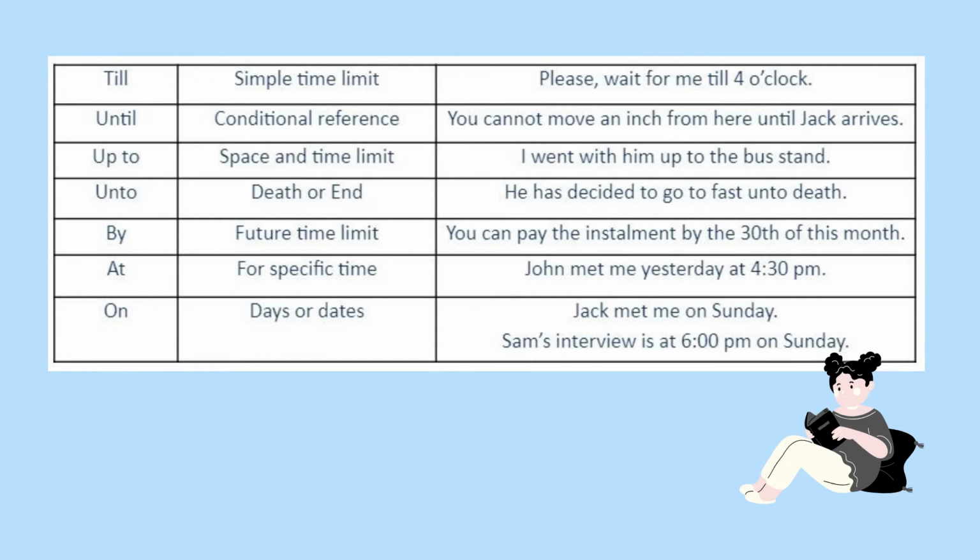The next is unto. It is used when some action takes place until the death or the end. The example is, he has decided to go on a fast unto death. Here, unto is used to mention the event that will take place till he dies.